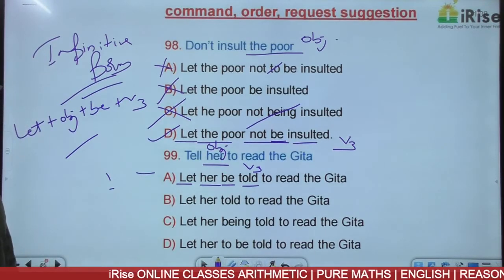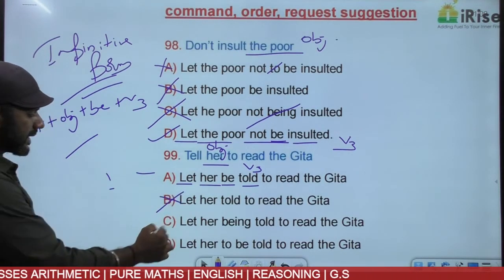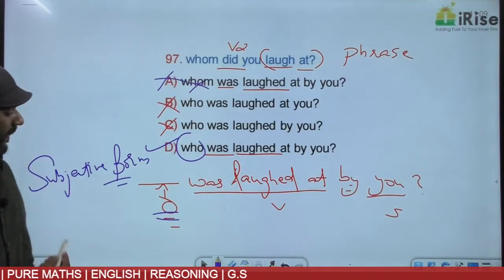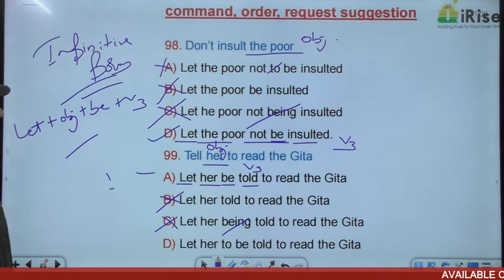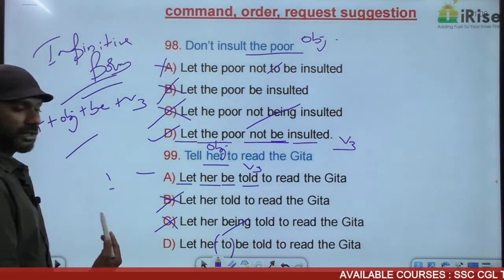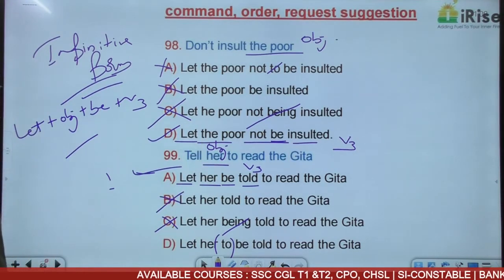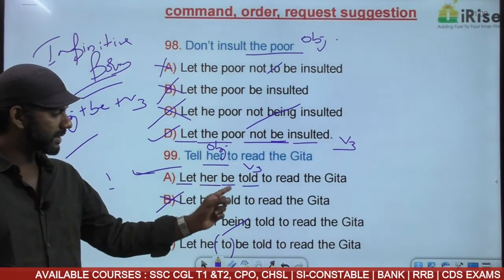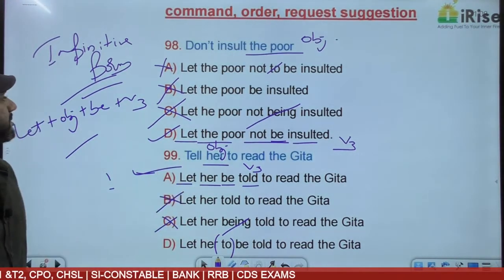Come to B. Let her told. Be is not there. Option B is gone. C is eliminated. C says being, continuous tense. Come to D. Let her to be told to read the Gita. What is extra here? To is extra here, which is not there in the structure, eliminated. The answer must be option A. Let her be told, let plus object plus be plus V3. Let her be told to read the Gita.